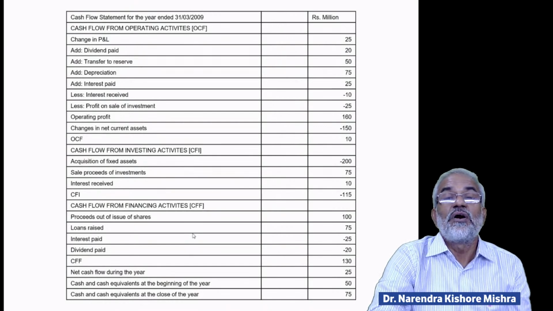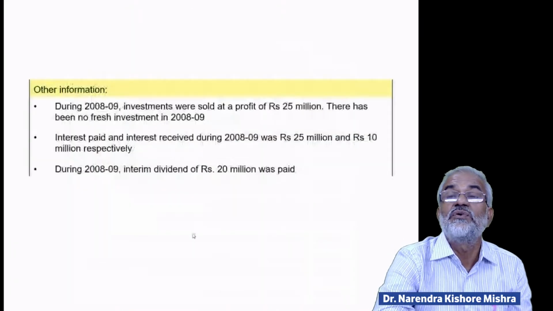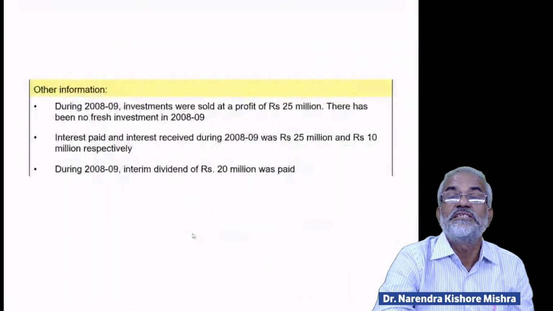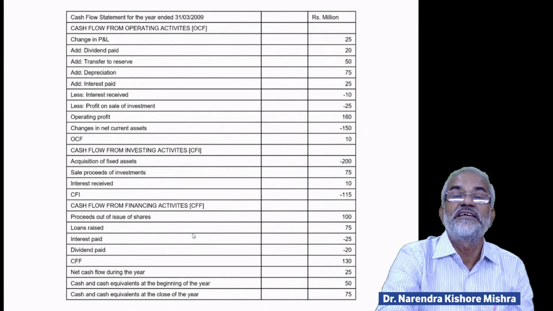Accordingly, the flow of cash from investing activities is taken into consideration. Acquisition of fixed assets is 200. You look to this. Gross block was 700 at the beginning, 900 at the end, means 200. 200 is considered here. And acquisition of fixed assets resulted in an outflow of cash. That's why the figure is shown as a negative figure.